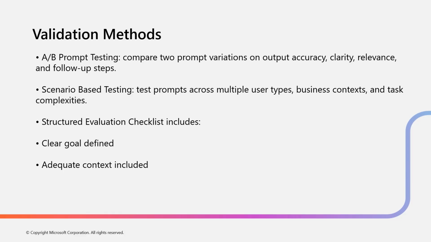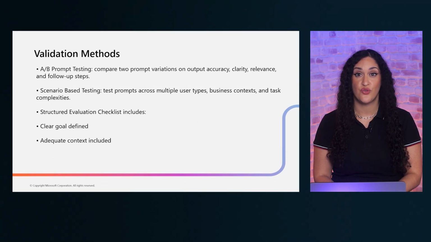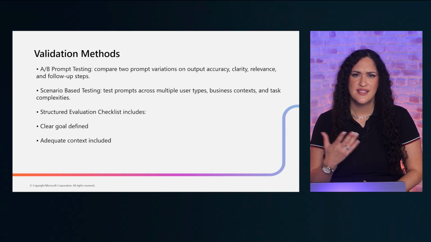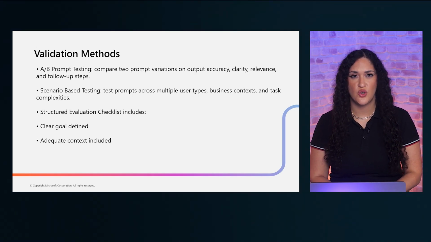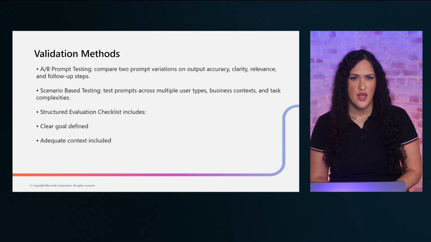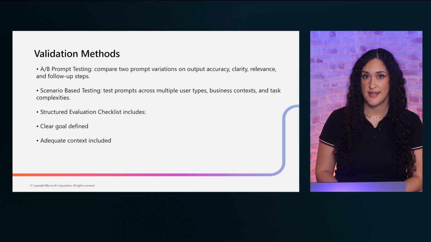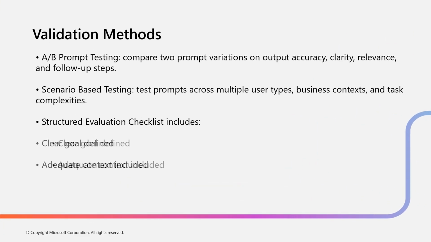2 validation methods stand out for prompt testing. AB prompt testing compares 2 prompt variations side by side on accuracy, clarity, relevance, and follow-up requirements. This helps you identify which phrasing produces better results. Scenario-based testing evaluates prompts across multiple user types, business context, and task complexities, because a prompt that works for a senior architect may not work for new analysts. Use a structured evaluation checklist covering clear goal definition and adequate context.